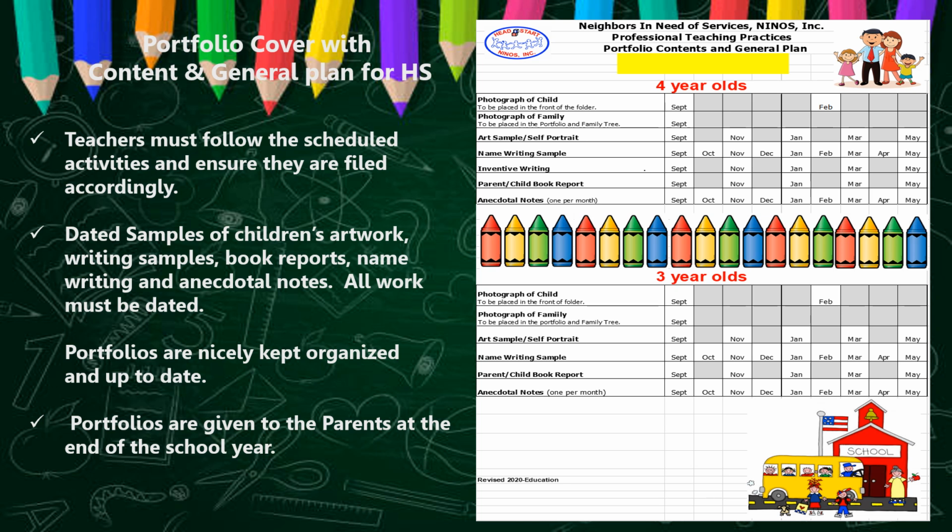So basically here is the content for the 4-year-olds and the 3-year-olds, and we will see the different activities that the teacher will be doing with the particular children in their classroom. We have the 4s and the 3s, so depending on the month, we do have different activities that the teacher has to complete during the month.